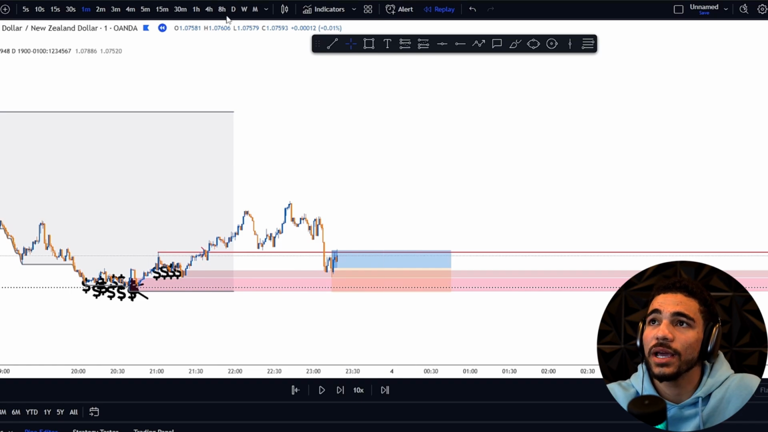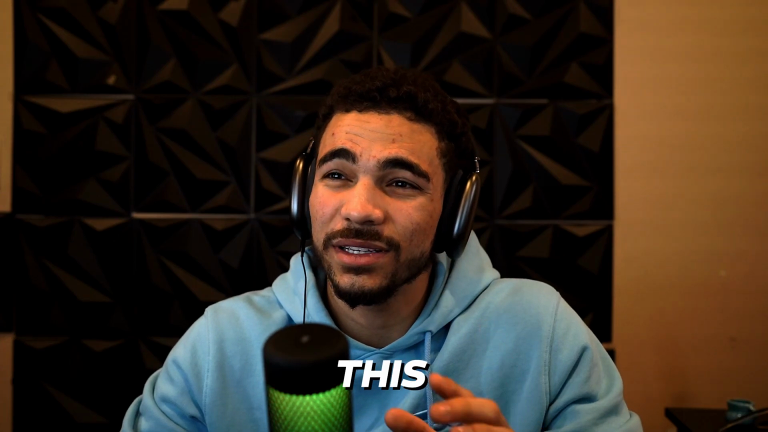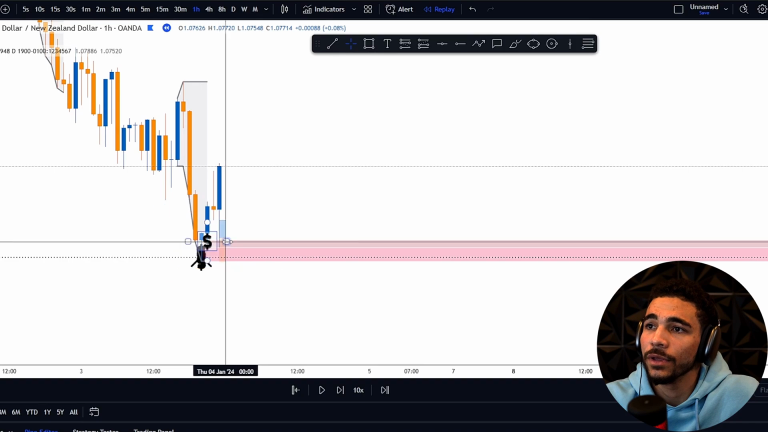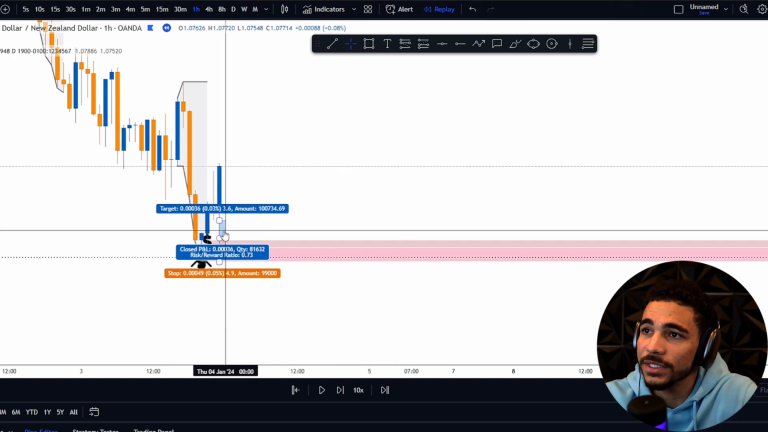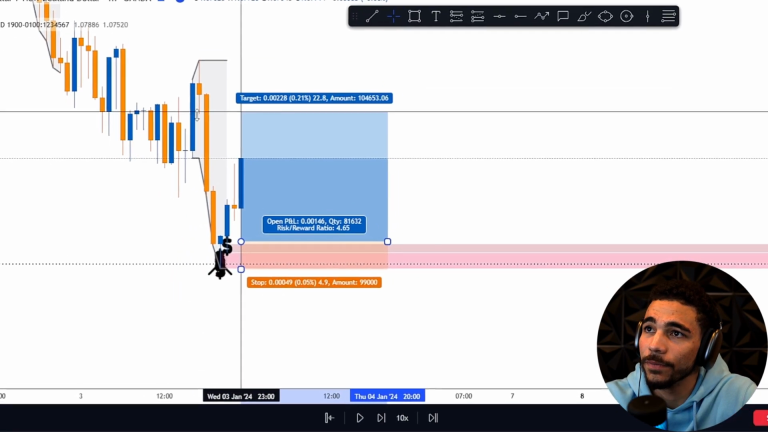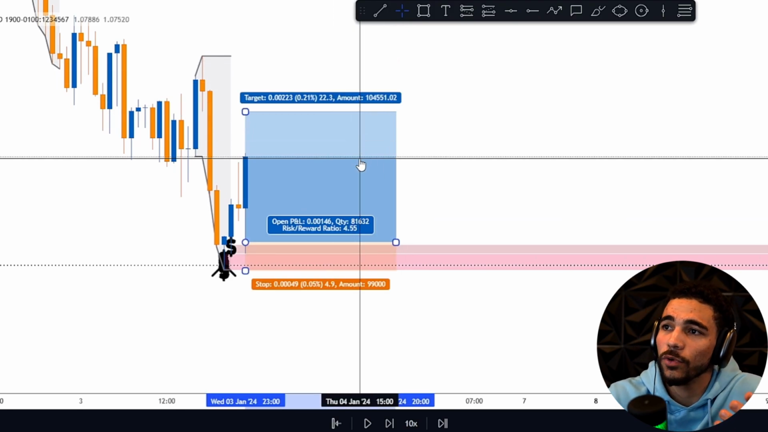So now we're in the trade and we need our take profit. This is where I made a critical error. So I wanted to target this level resting right up here. I wanted to catch this nice 1 to 4.55.